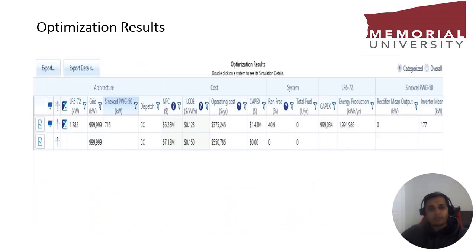In this slide, we can see the optimization result from HOMER. The first option is the one in which the energy is consumed from both sources, the solar and the grid, and it would be the cheapest option for a hybrid system, with a total cost of around 6.28 million. If we only go with the grid system, it will be 7.12 million dollars. So it's also a feasible system to be installed.